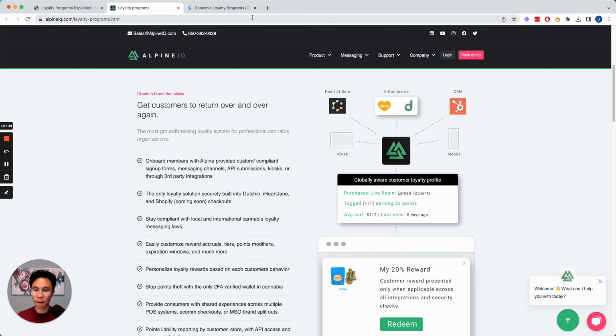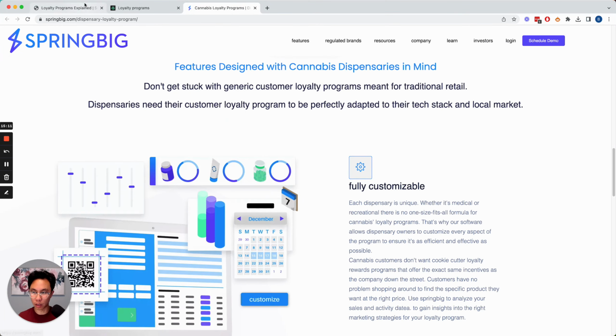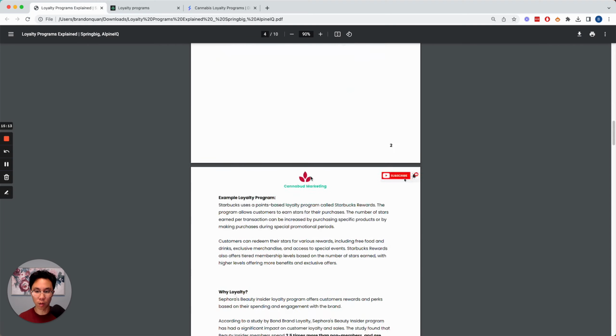So like I said, the two big ones are Alpine IQ and Springbig. I'm sure there are other loyalty programs built in with POSs and stuff like that, but I know these two are the big dogs in terms of what they do and the companies that they work with.